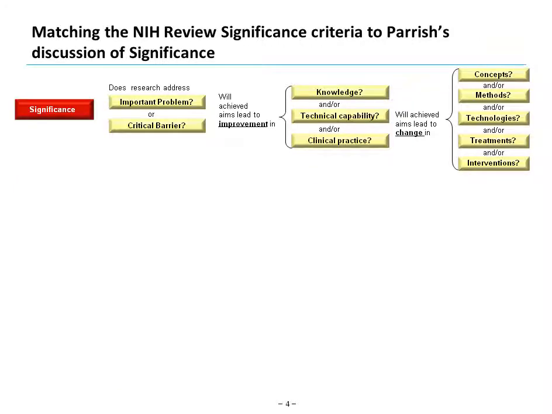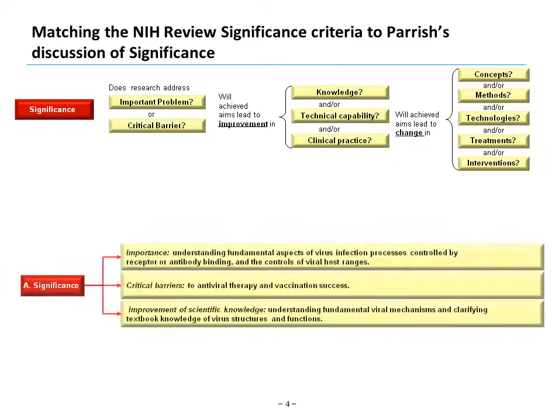Now, let's match the NIH review significance criteria to Parrish's discussions of significance. Recall in our previous video how we outlined what those were. Does the research address an important problem? And Parrish is very specific about the importance of the problem, understanding fundamental aspects of virus infection processes.